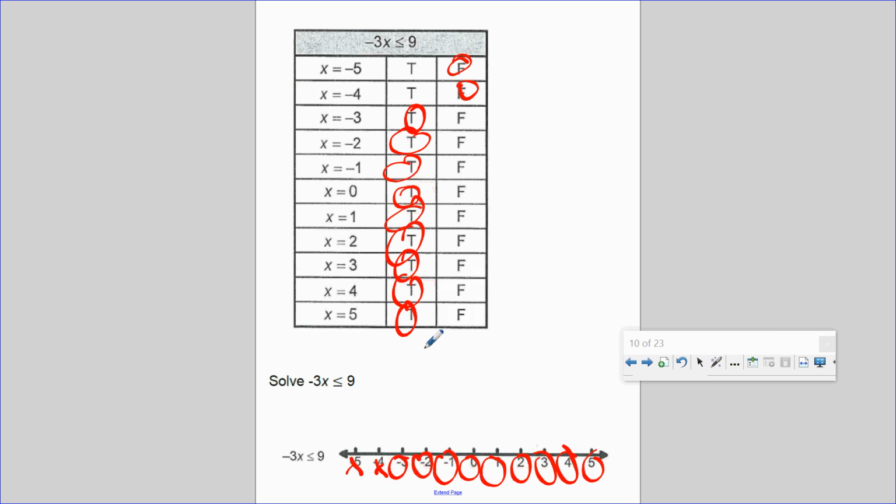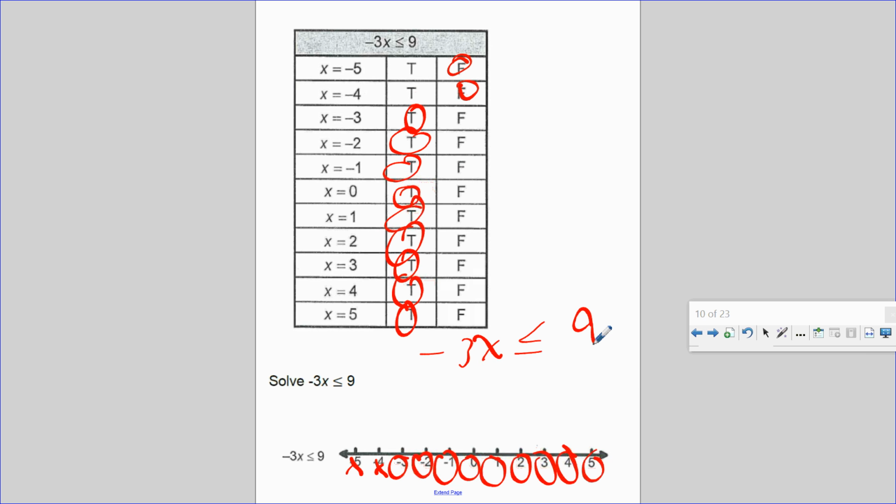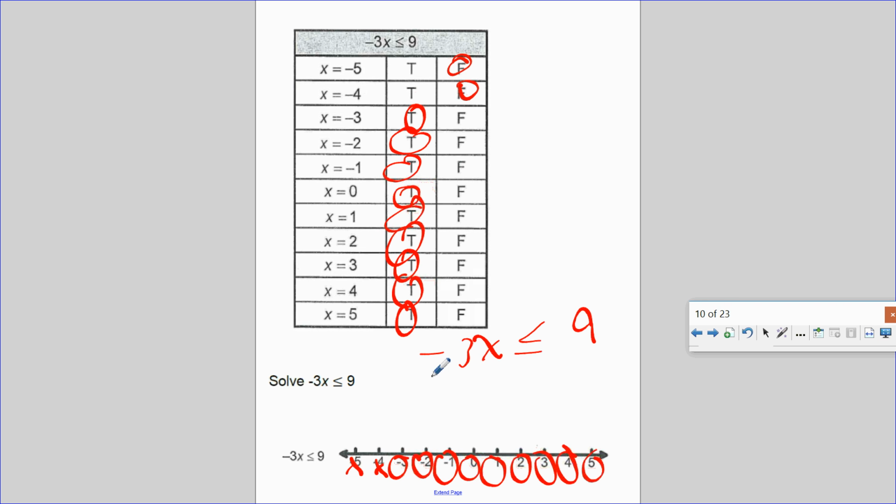Let's solve this. -3x is less than or equal to 9. You do the same thing as with a regular equation. You need to isolate the variable x. In order to isolate the variable, you do the inverse operation. What's the inverse of multiply by -3? Divide by -3. Divide by -3. So this cancels. x, 9 divided by -3 is -3.